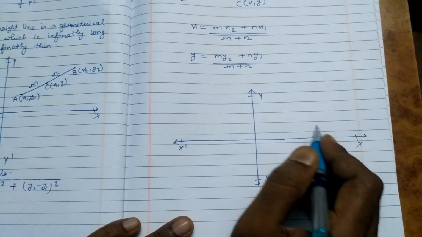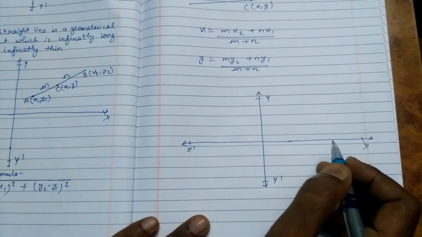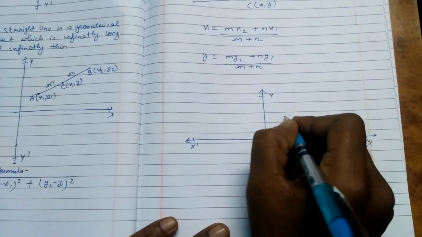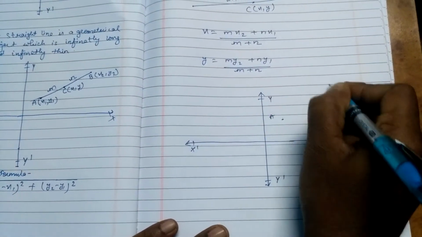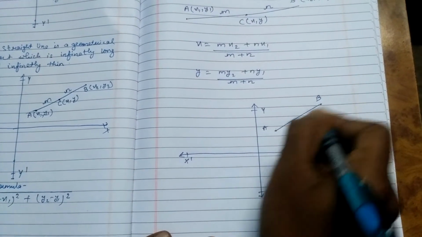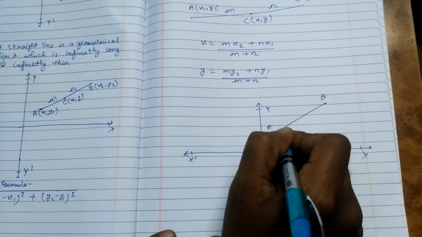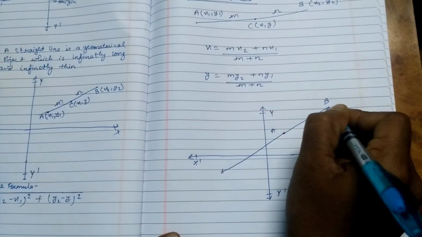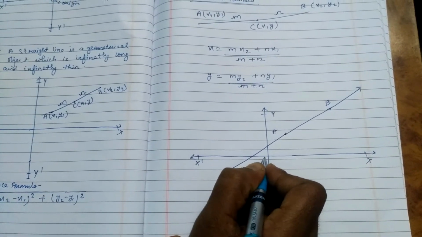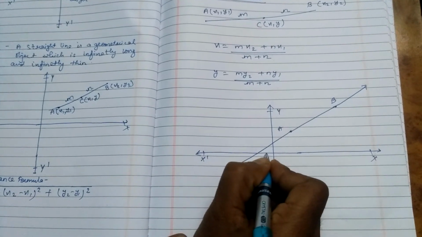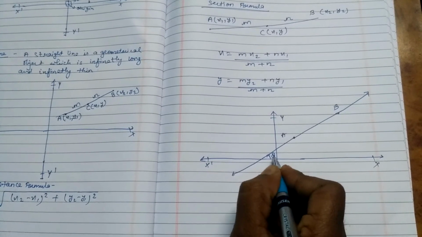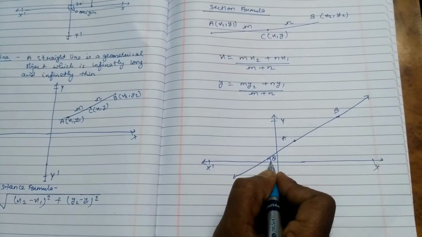Now let's move into the topic of slope. Whenever there is a line, let A and B be on a line. If we join them, it is a line segment if we limit the points, but it can be extended. Suppose this is extended, obviously it will cut the x-axis at some point. Suppose here it intersects the x-axis. Let this angle be theta. Suppose it is making some angle theta with the x-axis.